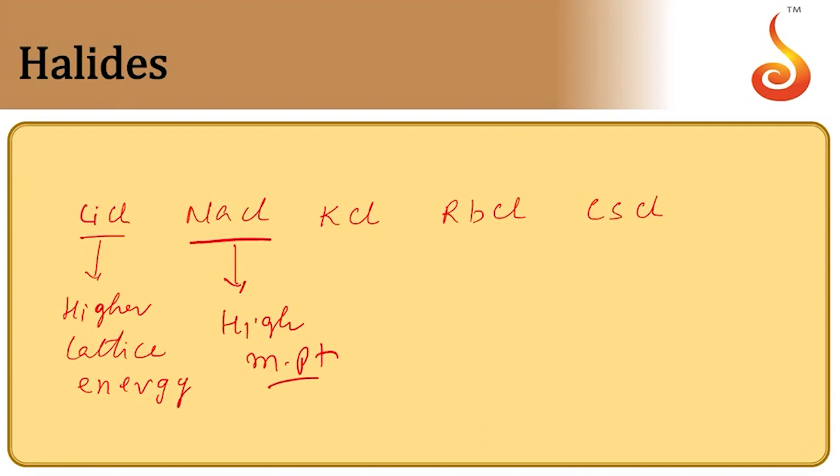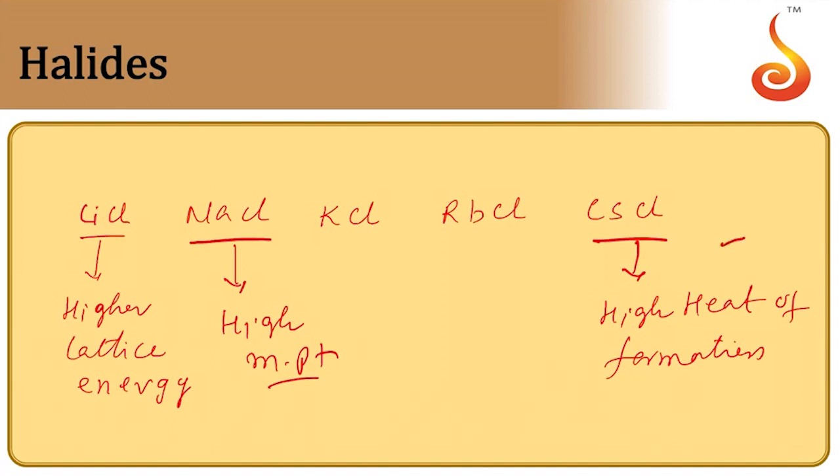When it comes to high heat of formation, the more ionic character leads to high heat of formation, and this compound has a higher heat of formation. So, the high heat of formation is for cesium chloride, high lattice enthalpy for lithium chloride, and high melting point for sodium chloride.